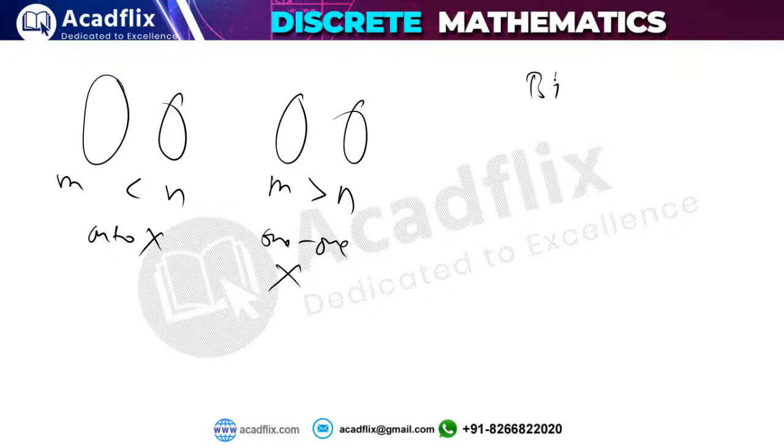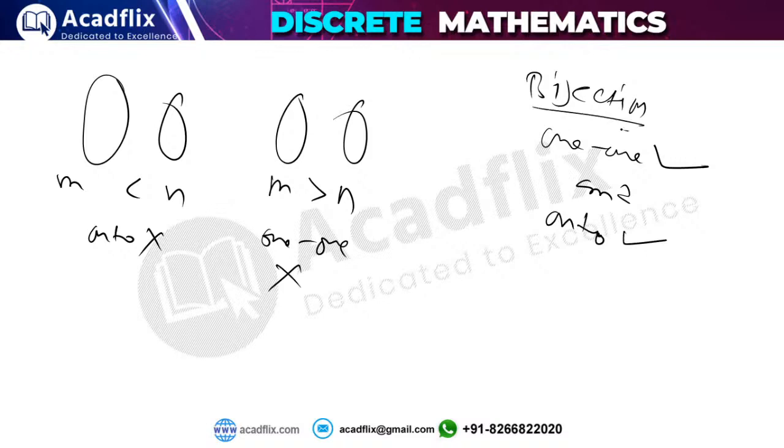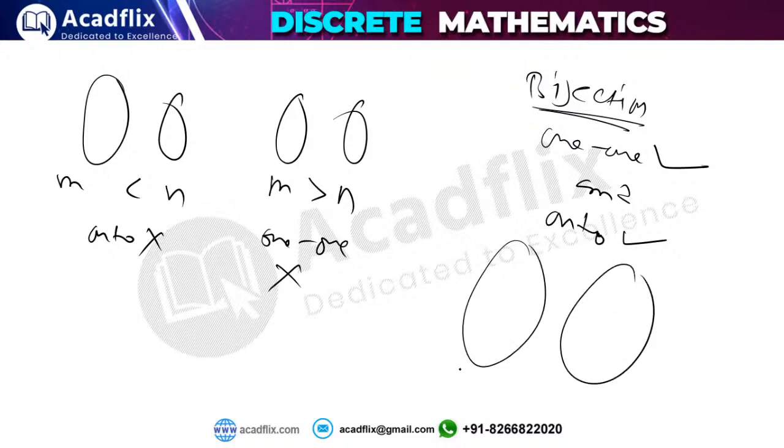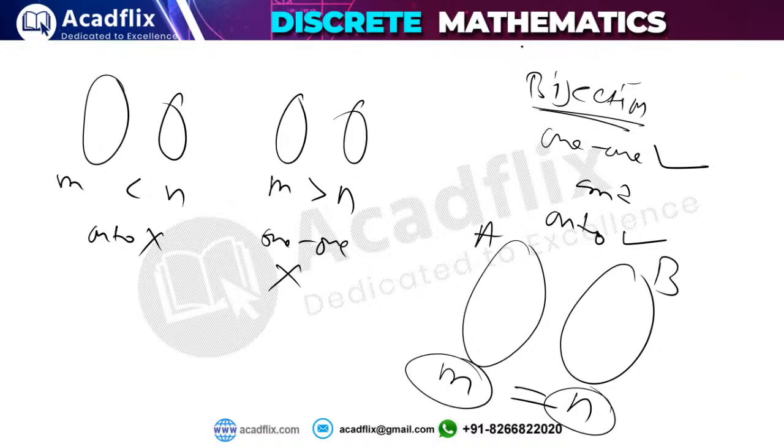So you know what is bijection. Bijection means both 1-1 and onto. So what should happen in bijection? In bijection, m should be equal to n. Basically, the domain cardinality should be equal to the codomain cardinality. Then you will have bijection.